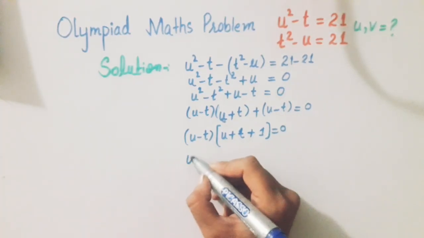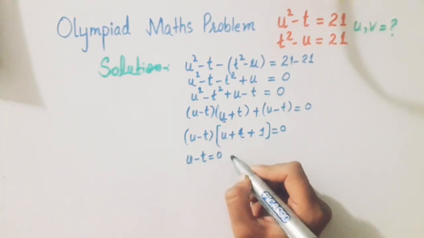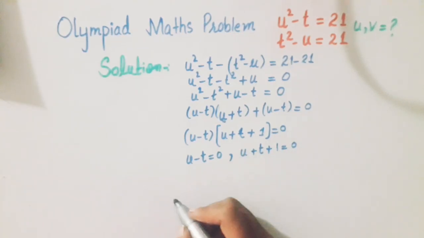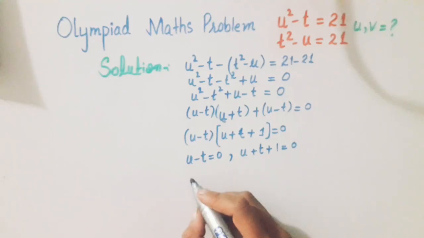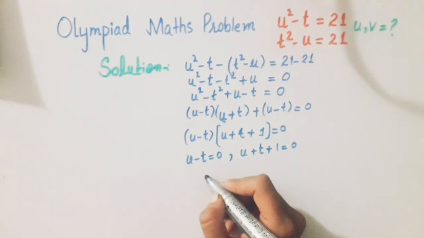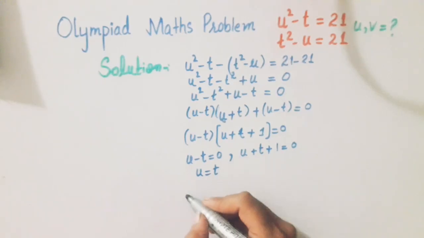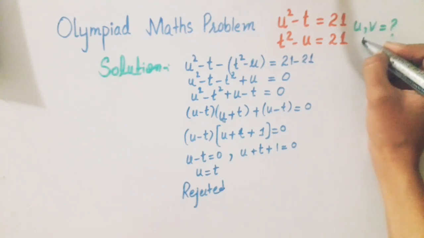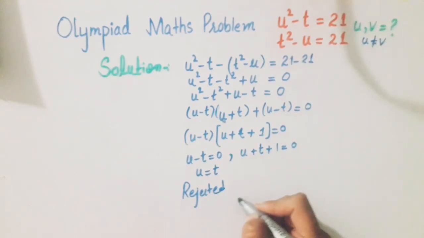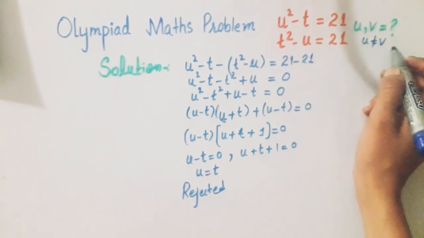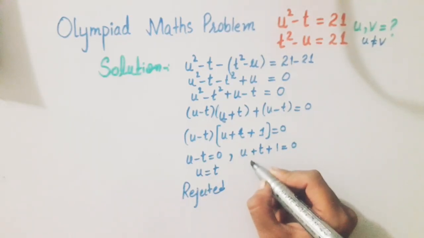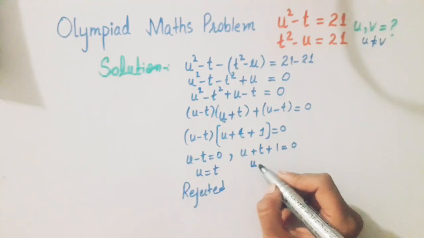Now we have two factors: u minus t equals 0 and the other one is u plus t plus 1 equals 0. We got u minus t equals 0, which means u equals t, so this is rejected because it is not possible that u equals v. So the situation is that they will not be equal. So we will consider the second one, that is u plus t plus 1.